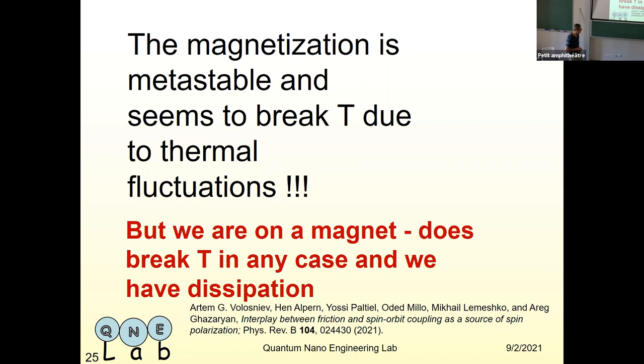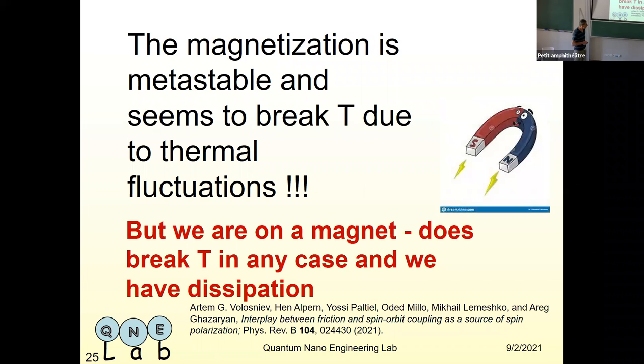How could we break time reversal symmetry with a magnet with this kind of dissipation? In principle, this molecule does not break time reversal symmetry. It's not a magnetic molecule, but due to non-equilibrium and the current which flows through it, and the dissipation, it can break or change the magnetization of the substrate.